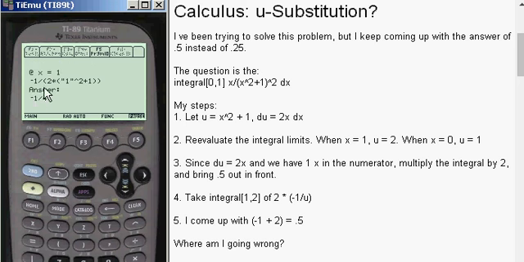So we take 1 and we put it in the integral. Comes up with minus 1/4. Put 0 in there. Comes up with minus 1/2. Upper minus lower, minus 1/4 minus minus 1/2 is equal to 1/4 or 0.25 square units. And that's what she was trying to get all this time, instead of 2.5.